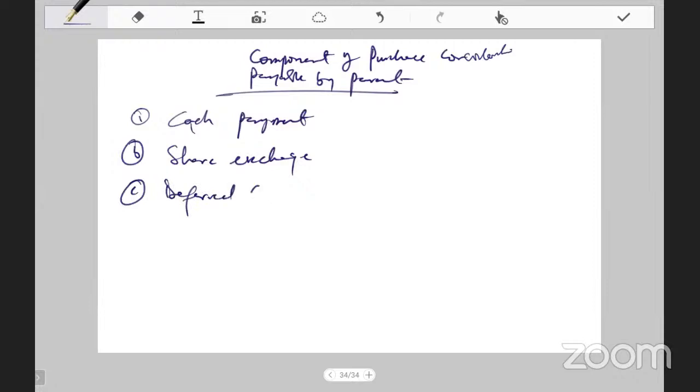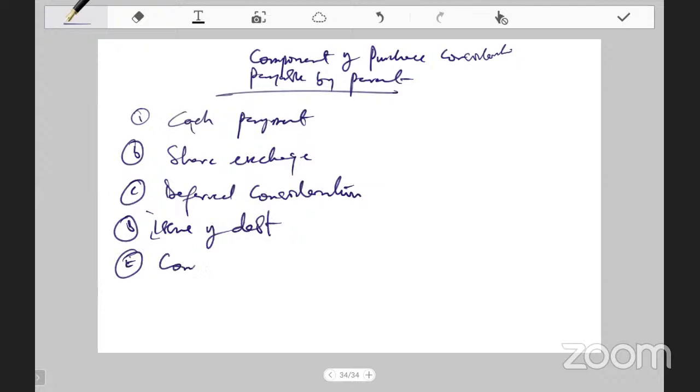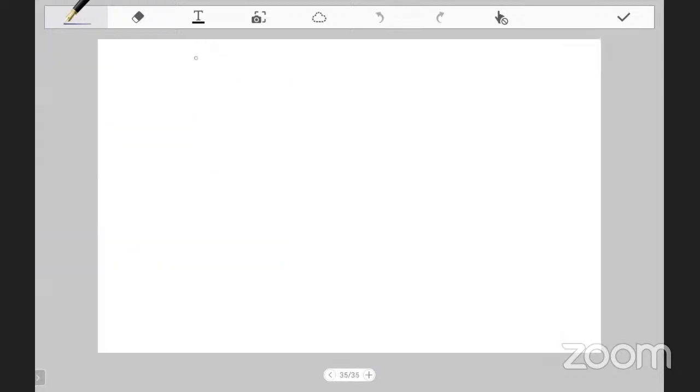Number 3, we talk about what, class? Deferred consideration. Number 4, we talk about what, class? Issue of debt. Then number 5, we talk about what we call contingent consideration. Contingent what, class? Consideration. So can I pick that one by one and then we'll run with it? So let's move. Number 1, let's take the first one.